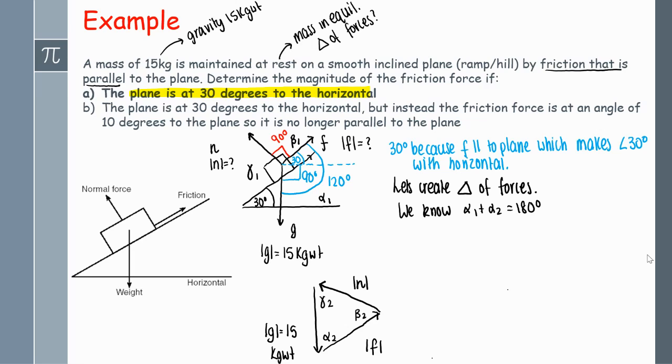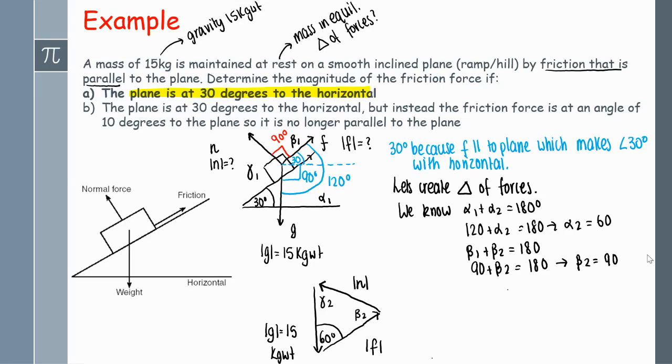We know from what we did last lesson that alpha 1 plus alpha 2 is equal to 180 degrees. Because alpha 1 we said was 120, alpha 2 will be 60 degrees. Looking at beta 2, we know that beta 1 plus beta 2 would be 180 degrees. And from our original, beta 1 is 90, so beta 2 nicely is also 90. Add these angles into your diagram, and we can see that our last angle here, by the angle sum of a triangle, is going to be equal to 30 degrees.